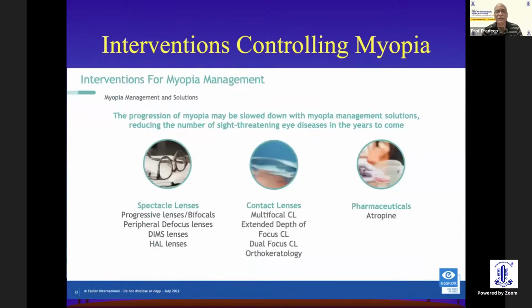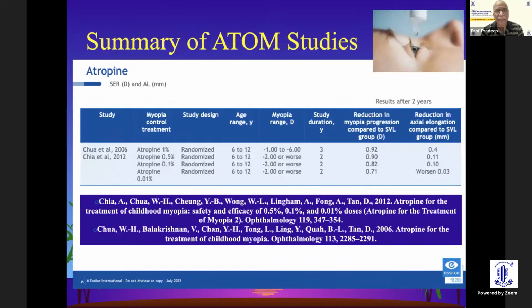Yes. So what are the intervention measures that we have been trying for the last few decades? One is the use of spectacle lenses in the form of progressive lenses, bifocals, peripheral defocus lenses like DIMS and the Hall lenses. Contact lenses have been tried, multifocal, extended depth of focus, dual focus contact lenses, as well as orthokeratology. And in the pharmaceuticals, the low dose atropine has come to our rescue in a big way.